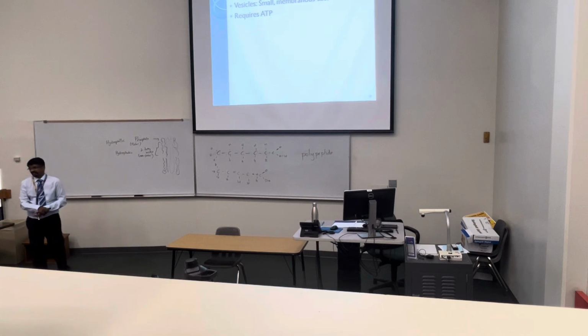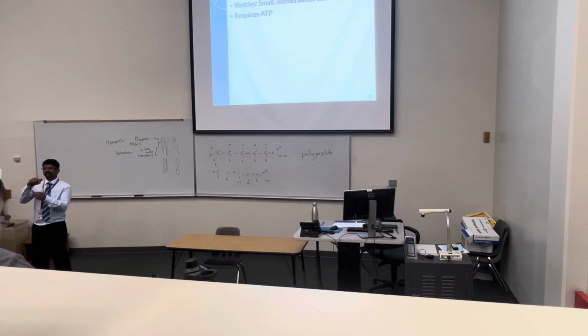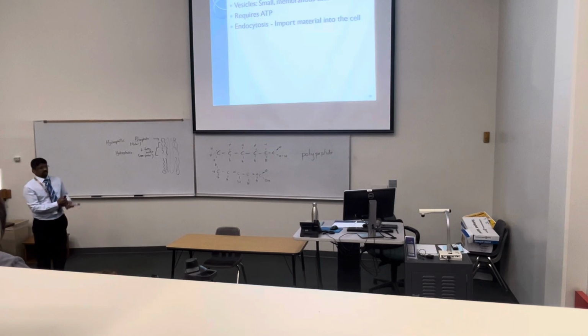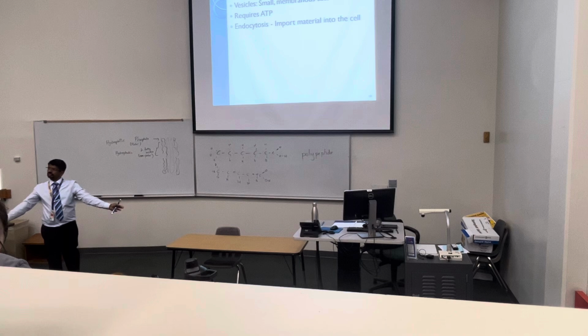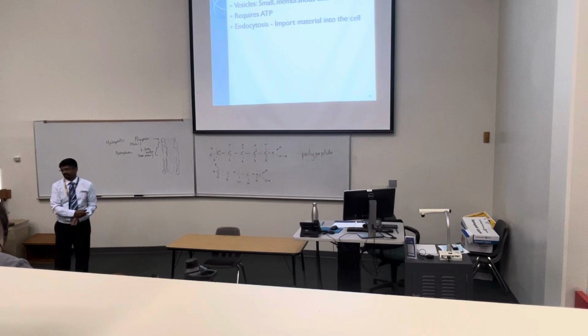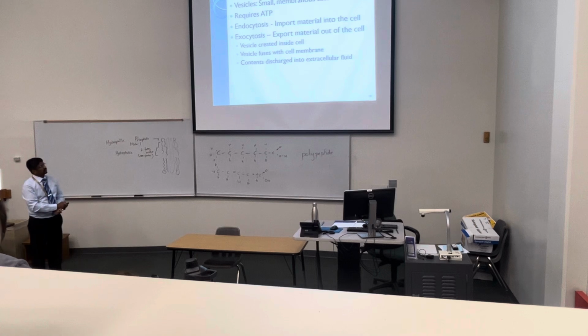So vesicular transport. First of all, a vesicle is basically a membrane bubble. It can move large amounts of stuff. It is an active transport process. It requires ATP. Depending on which direction it goes, we can say it's endocytosis. What does endo mean? Into. So this is bringing stuff into the cell. And the opposite is exocytosis, when we're pushing stuff out of the cell. Exocytosis moves material out of the cell. We do that for large amounts of material or large particles.